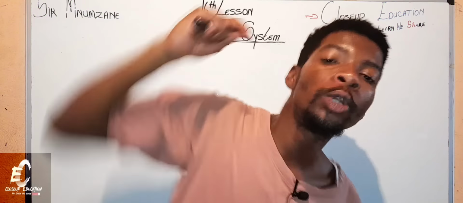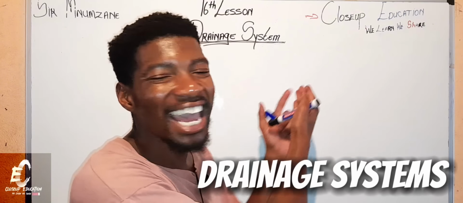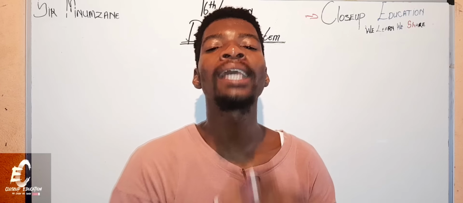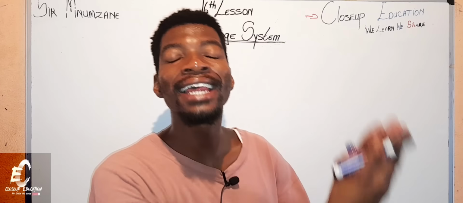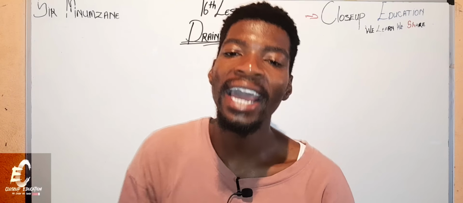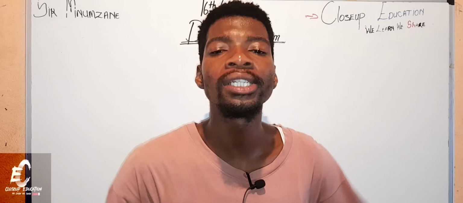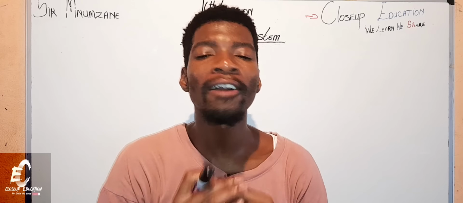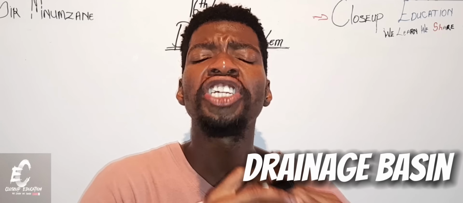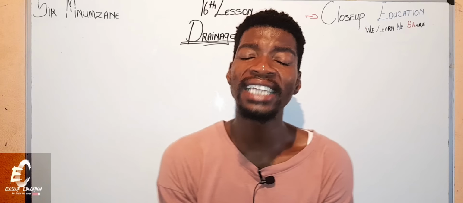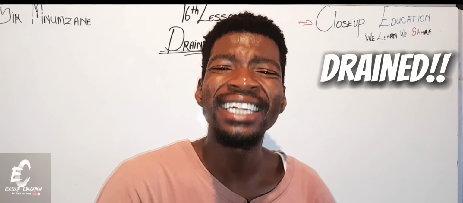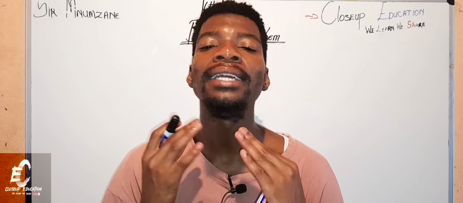Why? Because today we'll be learning about the drainage system in South Africa. What is a drainage system? In a simple definition, we will say it is a process whereby water leaves our land. In order for that process to be possible, we need a drainage basin. All right, what is a drainage basin? A drainage basin is an area drained by the main river and its tributaries.